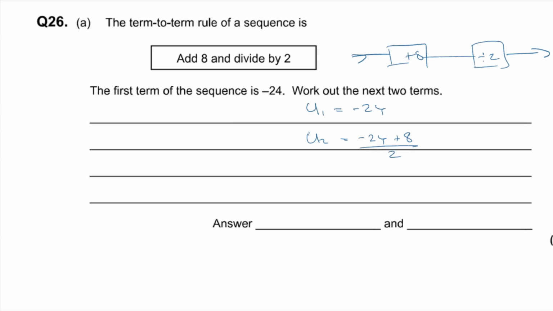So negative 24 plus 8, that is negative 16, isn't it? And negative 16 divided by 2 is negative 8. So the second term is negative 8. And then u3, the third term, is going to be taking my negative 8, which is my second term, adding 8 to it and dividing by 2. Well, minus 8 plus 8 is 0. And 0 divided by anything is still just 0. So my next term is 0.